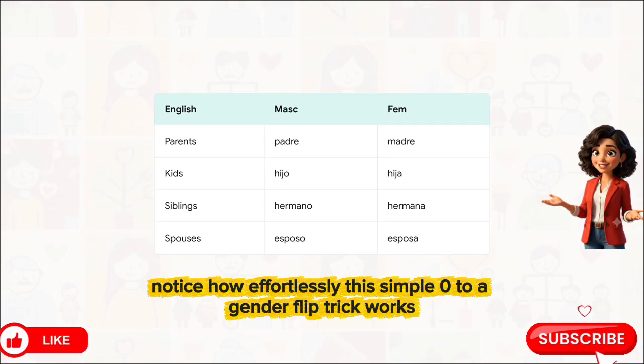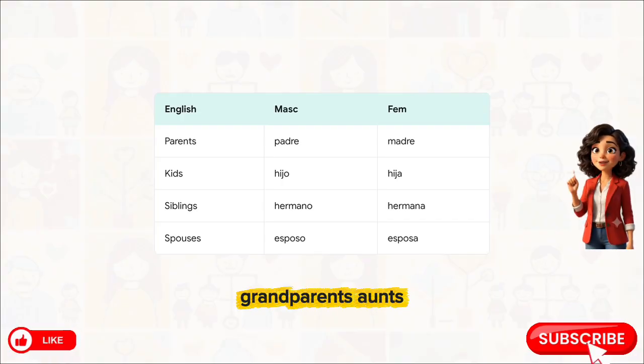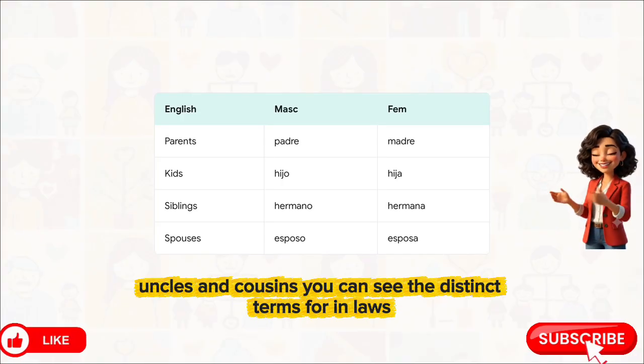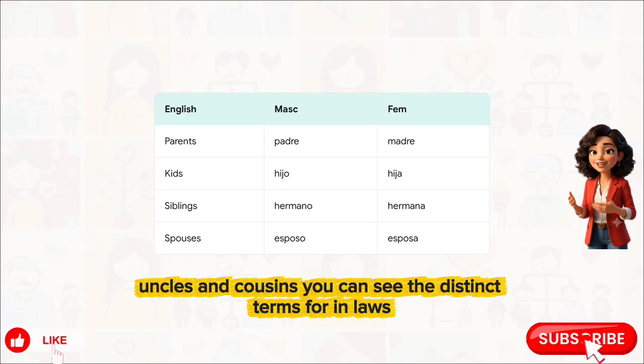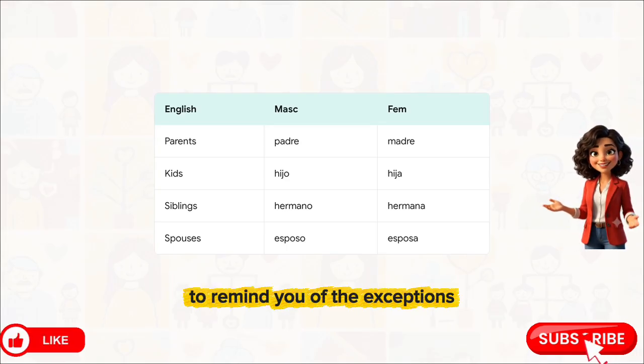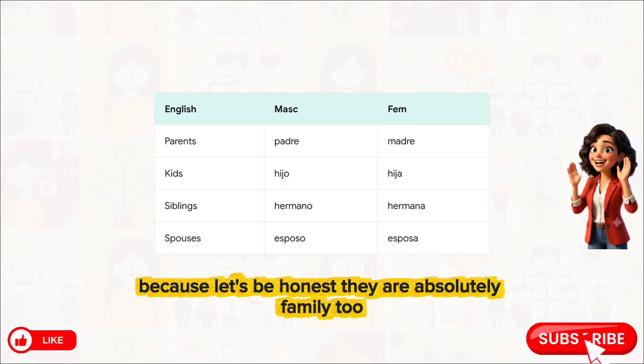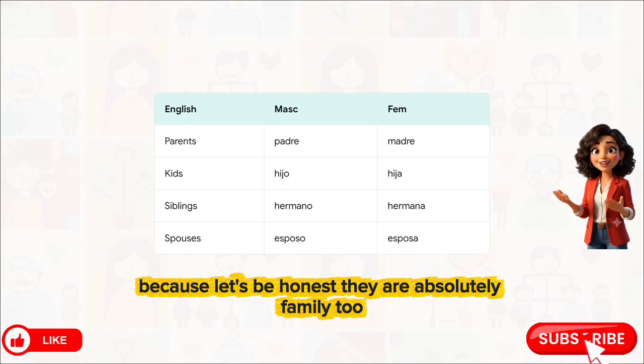Notice how effortlessly the simple O to A gender flip trick works for children, siblings, grandparents, aunts, uncles, and cousins. You can see the distinct terms for in-laws like suegro and yerno right there at the bottom to remind you of the exceptions. I even threw in pets for you, el perro for dog and el gato for cat, because, let's be honest, they are absolutely family too.